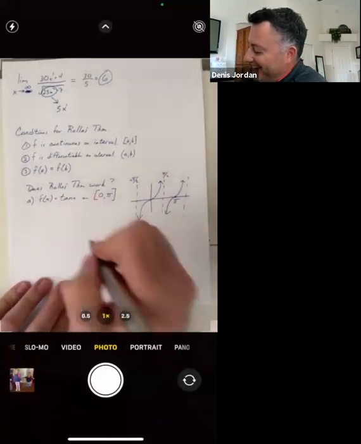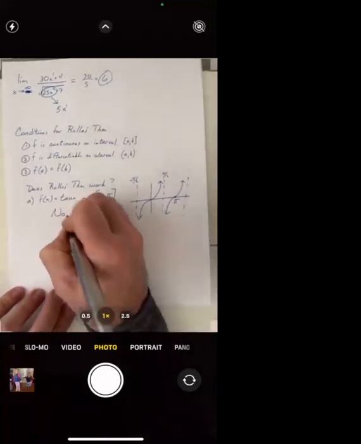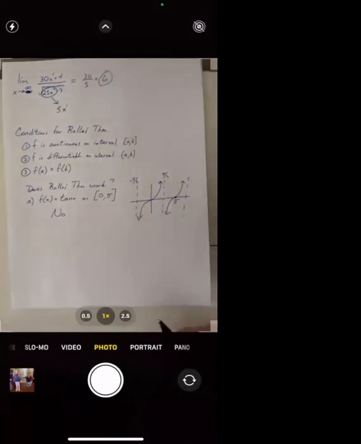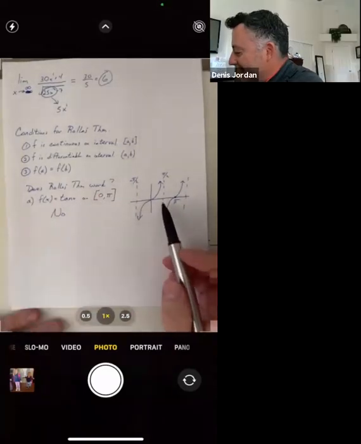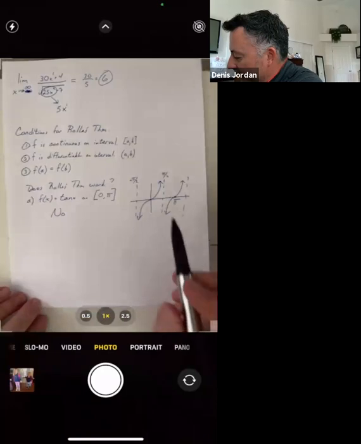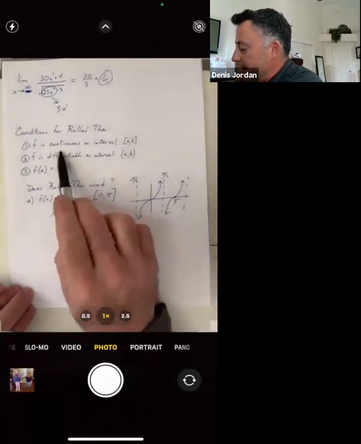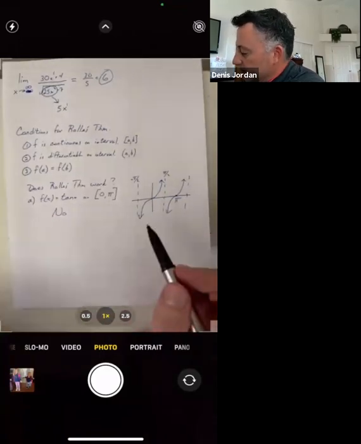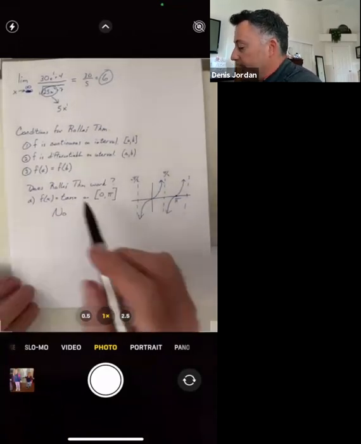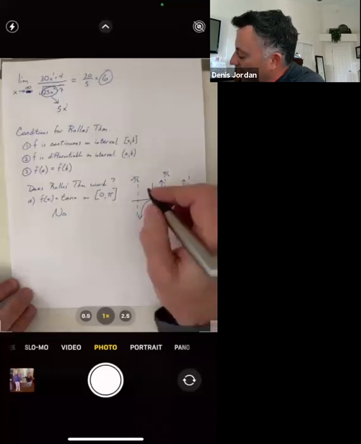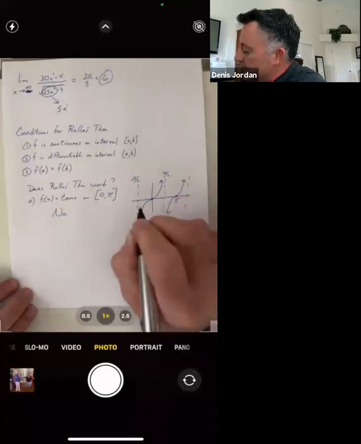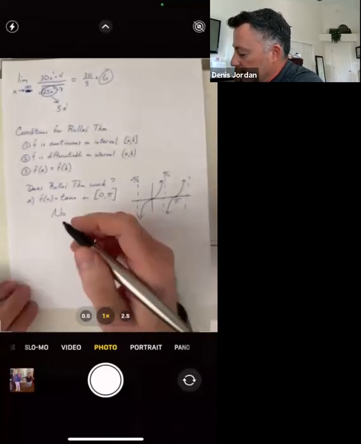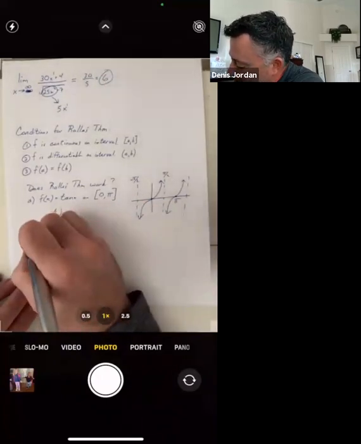I always get tangent and cotangent messed up for some reason. Yeah, there's a big old vertical asymptote at pi over 2. So that would be no, because it's not continuous there, nor would it be differentiable. And so both of those mess up. F of A does equal F of B. That's totally true. But the first two, it destroys it.